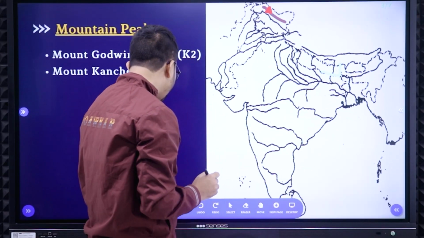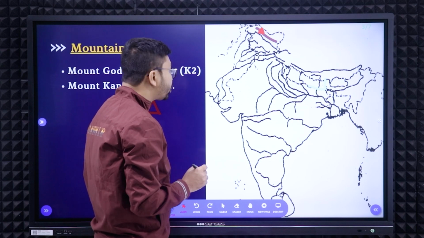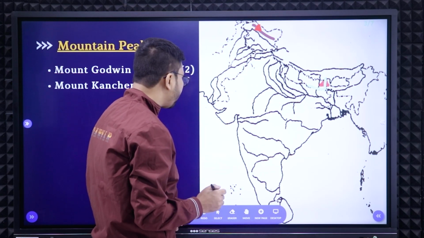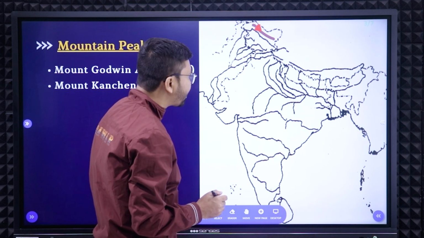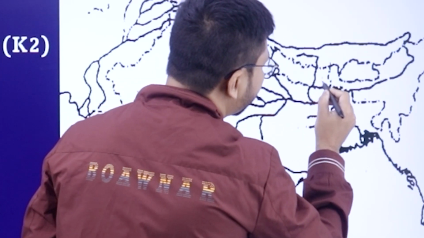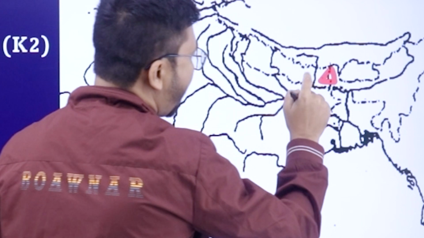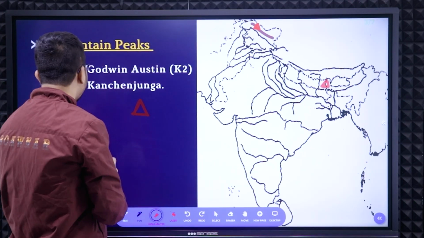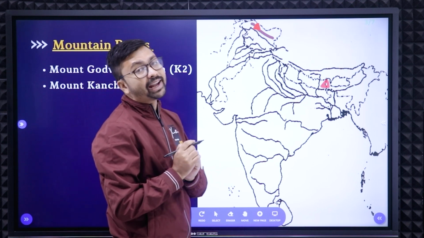So what I said, the mountain peak you need to mark with red color. If I have to mark it on the blank map, it will be like this: half in Nepal, half in India. That is Mount Kanchenjunga. Now let's see about the hills.